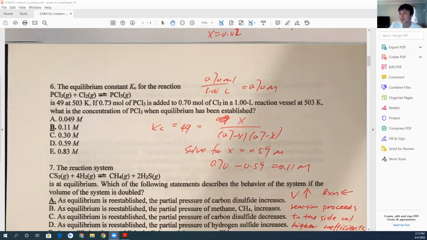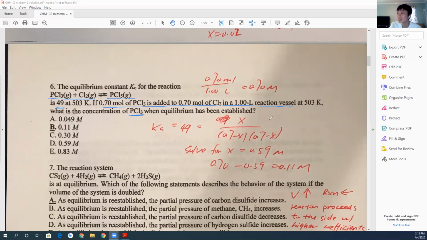Number 6, we have this chemical equation, where 2 gas generate 1 gas. It gave you the Kc value of 49, and gave you the initial amount of each gas in a certain volume reactor at the same temperature. It asks what the equilibrium concentration of this PCl3 is, which is one of the reactants.